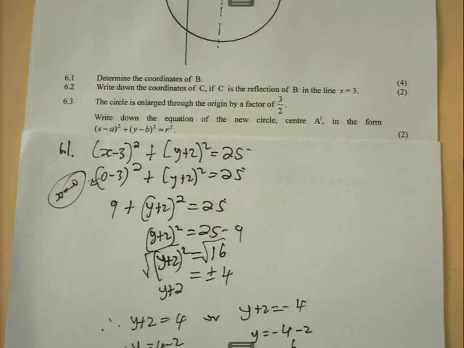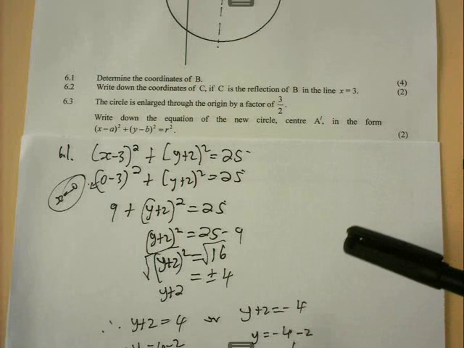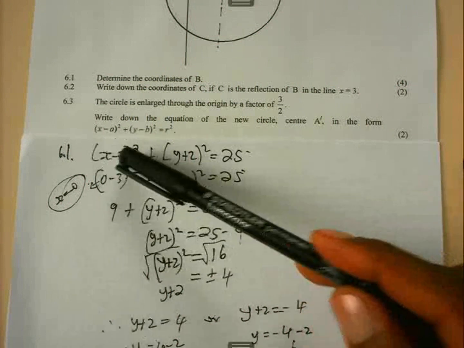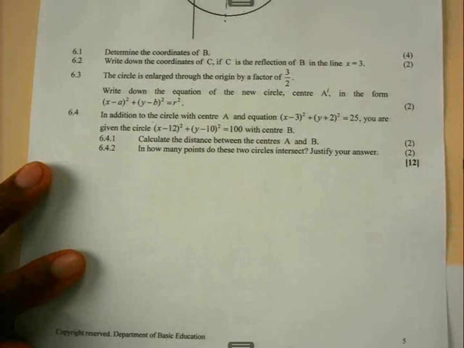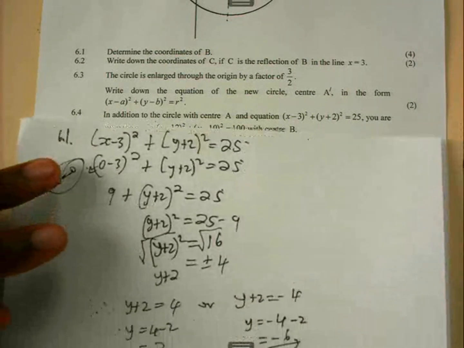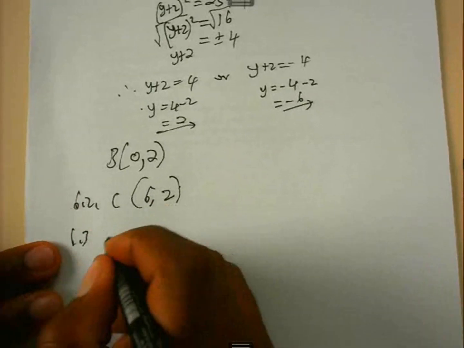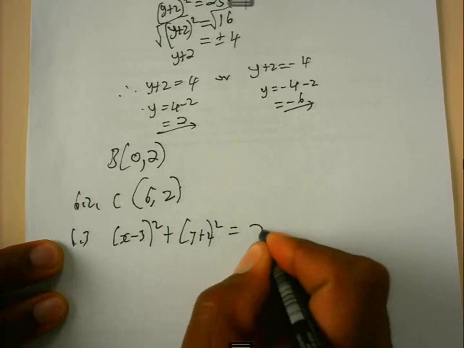6.2.3. The circle is enlarged through the origin by a factor of 3 divided by 2. Write down the equation of the new circle, center A prime, in the form x minus a all squared plus y minus b all squared is equal to r squared. What are we going to do now? Boys and girls, we need to multiply. Remember, our equation here is x minus 3 all squared plus y plus 2 all squared is equal to 25.